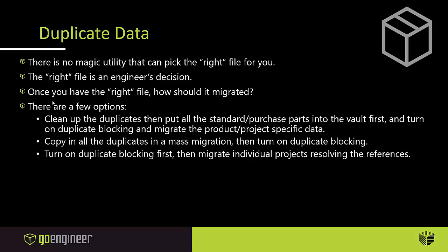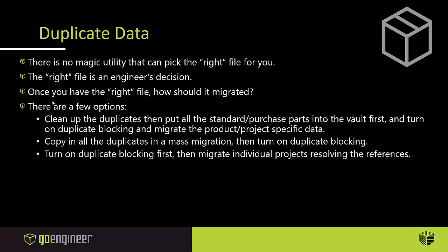We can do a lot with custom programming, XML and stuff, but the best case scenario for migration is that your data has good references on the way in, and then you get good references built into PDM on the way out, right? Another option, you can copy all the duplicates in a mass migration and then turn on blocking. I like this option probably the most myself. So if we have what we consider to be our standard parts library, and let's say it's 80% whole or something, right?